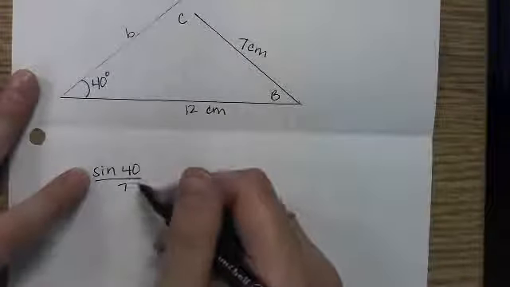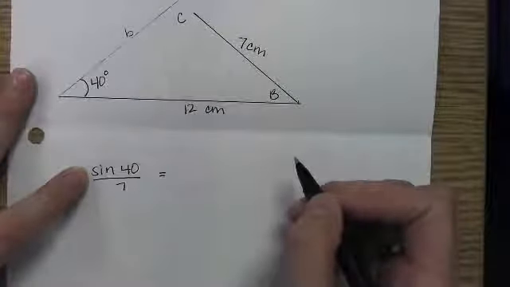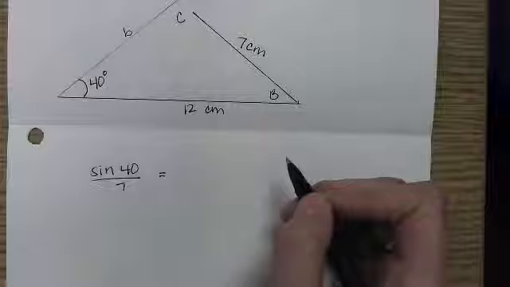Could you do sine 40 over 7 though? Yes, you can still do it. We're just going to flip them. Is that going to blow your minds? It's going to work out the same. Yep, you're going to be okay.